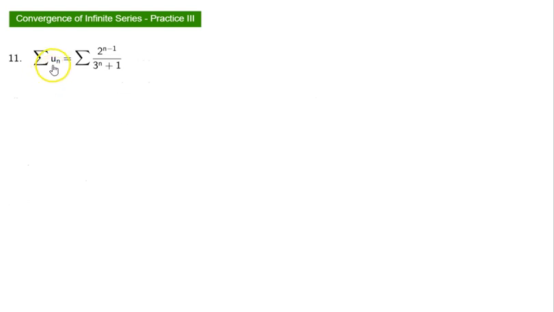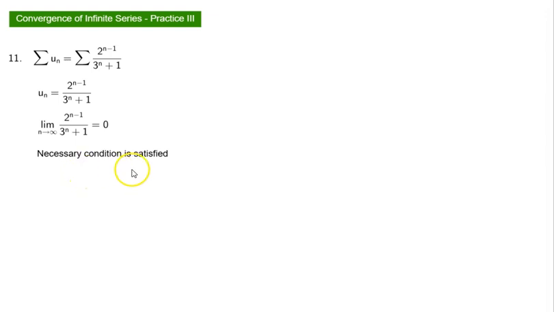The next one: the series u_n is equal to the series (2^n - 1) / (3^n + 1). So the nth term u_n is equal to (2^n - 1) / (3^n + 1). Now we take the limit as n goes to infinity of u_n, and this goes to 0. Which means the necessary condition is satisfied.